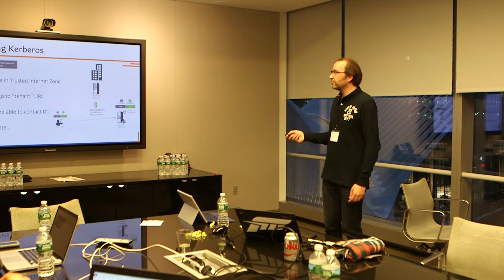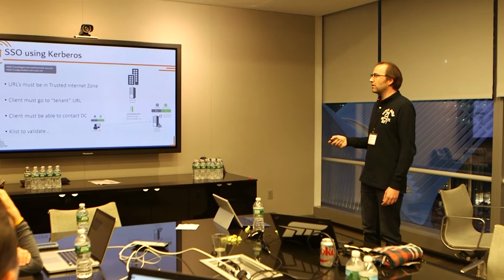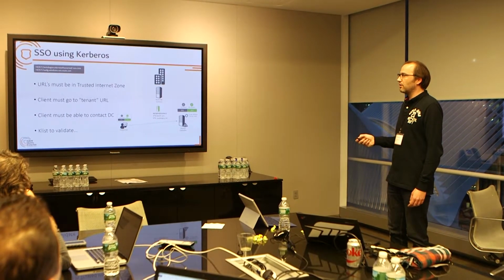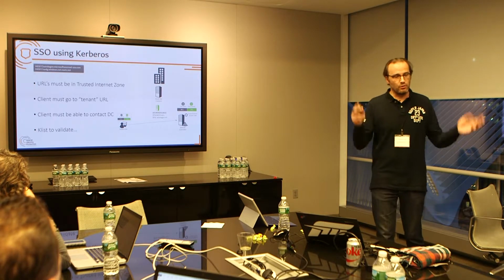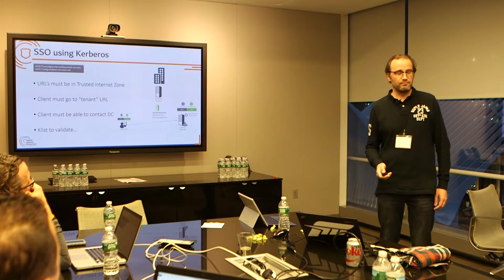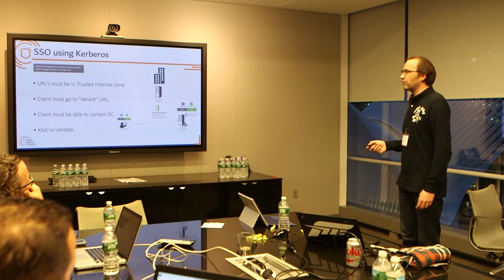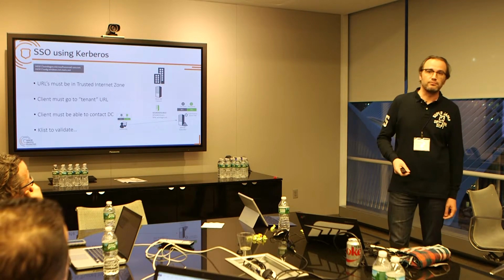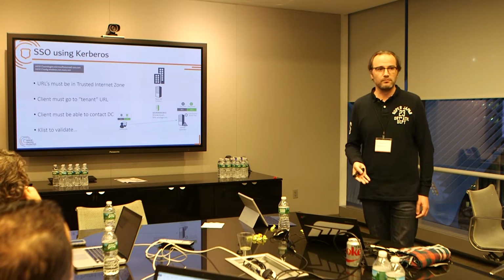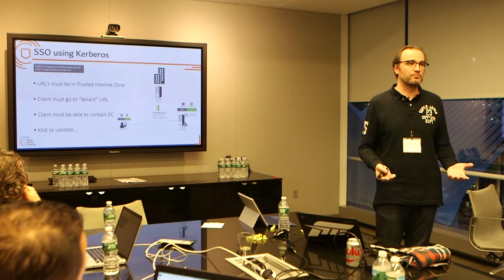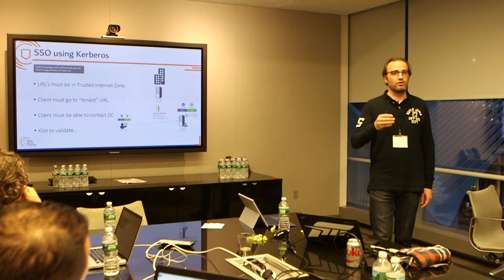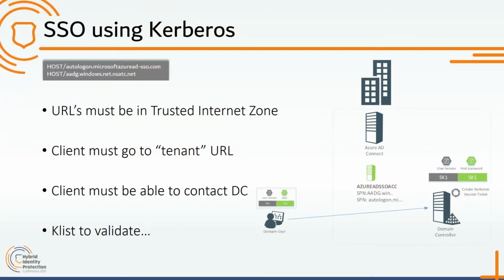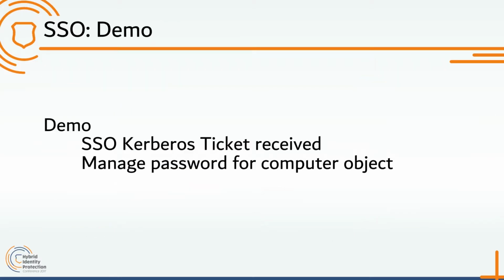So in order for this to work, you have those two SPNs. The URLs that you're hitting, these two, must be in the trusted internet zone on your client, or it must be the Windows authentication approved zone. The client, in order for SSO to work, must go to a tenant-specific URL. So if you just go to myapps.microsoft.com, the system doesn't know who you are or where you're coming from. So you go to myapps.microsoft.com/mytenantid. The client must be able to contact the domain controller, either via VPN or direct. And you can use klist to validate if Kerberos was used for the single sign-on. So let's go to the demo.